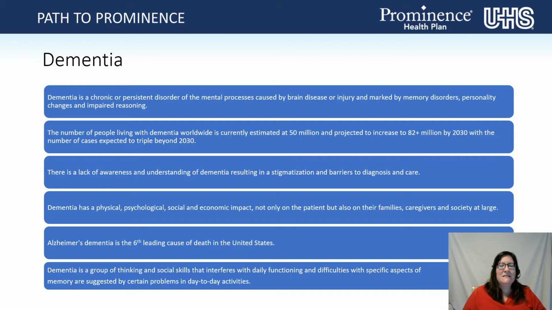Alzheimer's dementia is the 6th leading cause of death in the United States. Dementia is a group of thinking and social skills that interferes with daily functioning, and difficulties with specific aspects of memory, which are suggested by certain problems in day-to-day activities.